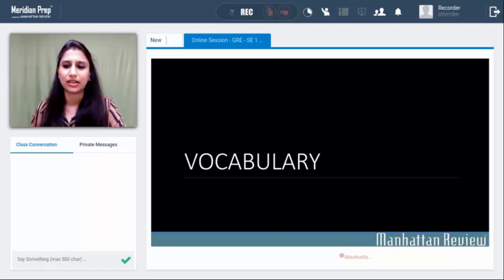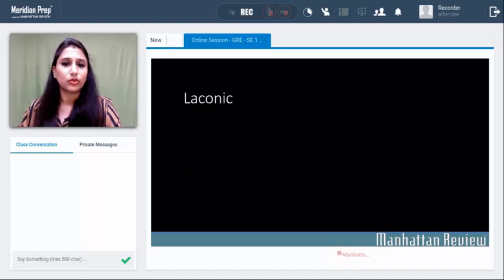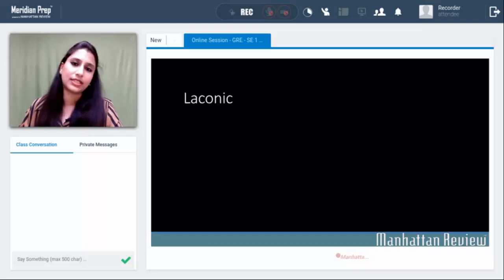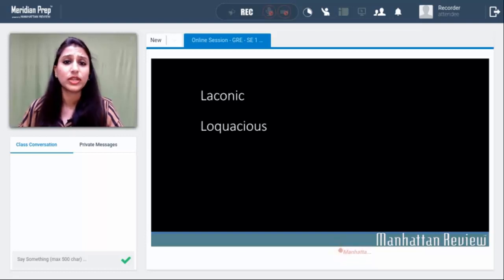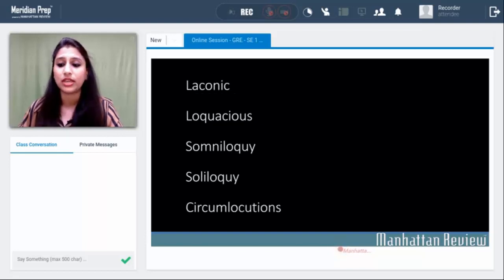So let's check the different methods. Let me show you a few methods which we generally follow to teach vocabulary in our training sessions. Let's first look at a few words, and then we'll look into the method we can follow to learn the meanings of the words. All right. So laconic, loquacious, then you have soliloquy, then you have circumlocutions, right?